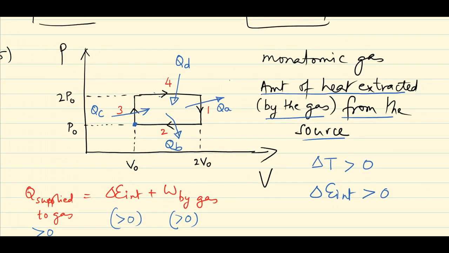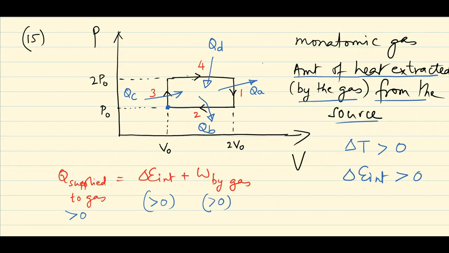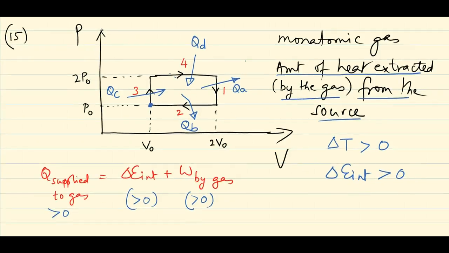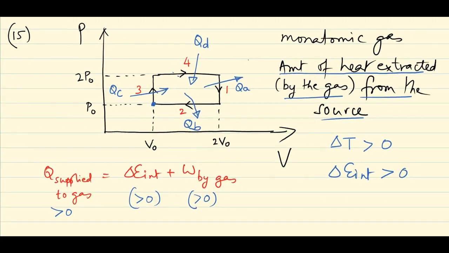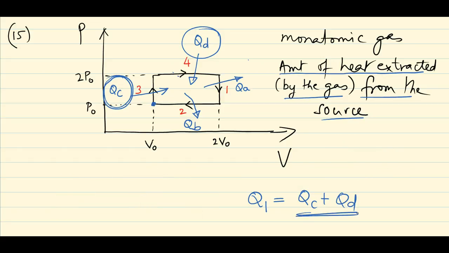So what you do, as we have already done, is to identify the branches where heat is supplied to the gas. So it's branch number 3 where QC is supplied, and branch number 4 where QD is supplied, and Q1, which is what we want to find, is actually QC plus QD, and QC plus QD would be the answer to the question. Now let's try to find QC.